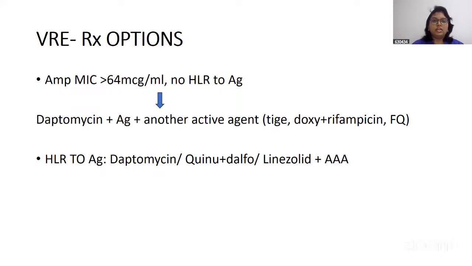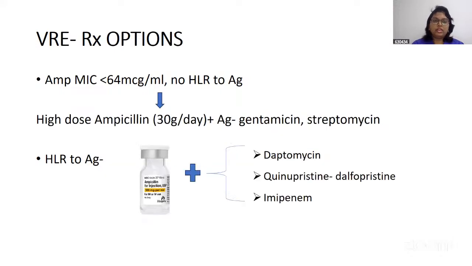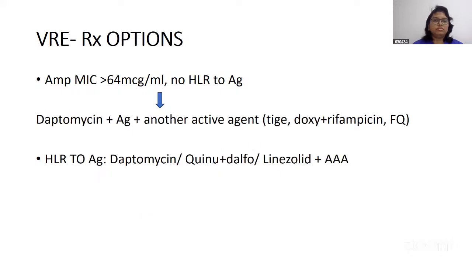So it looks like maths, but simple to understand: if there is a vancomycin-resistant enterococci, if ampicillin is sensitive, as in MIC is less than 64, use ampicillin. If it is more than 64, use daptomycin along with any other active agent.